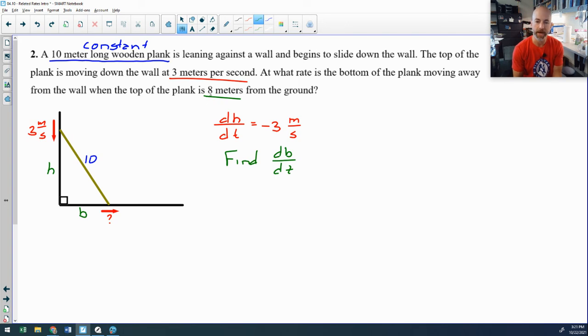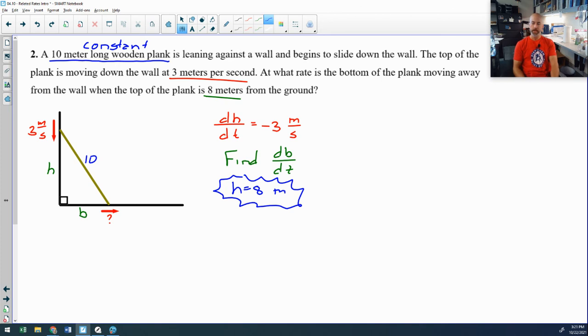And when the plank is 8 meters from the ground, so that is h, we're looking at a point in time when h is equal to 8. H is equal to 8, and that is changing. So I put a little flashbulb around it. And I finally have all the information pulled from the paragraph.